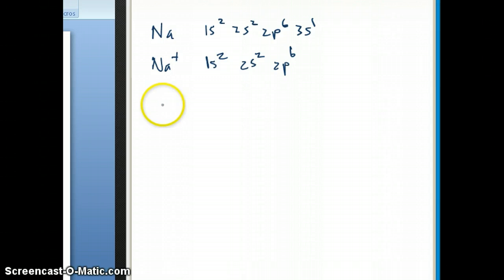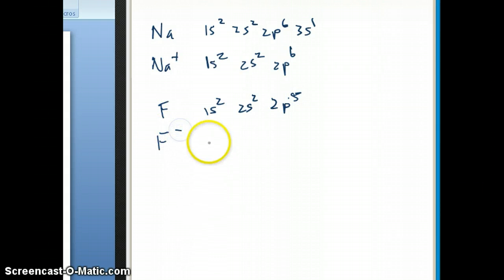Correspondingly, if I were to write something like F versus F minus, F would be 1s2, 2s2, 2p5, right? Because that's the 9 electrons that are in fluorine. And then the fluoride ion, which is F minus, would just be 1s2, 2s2, and 2p6. In other words, you get an additional electron there.